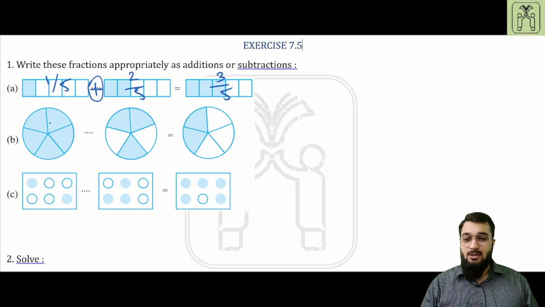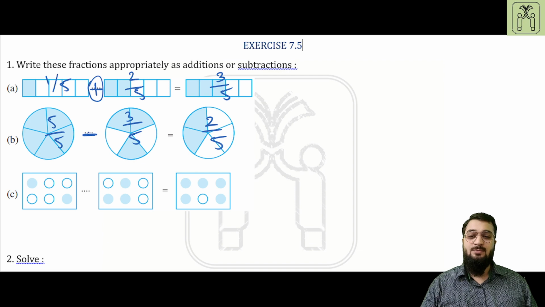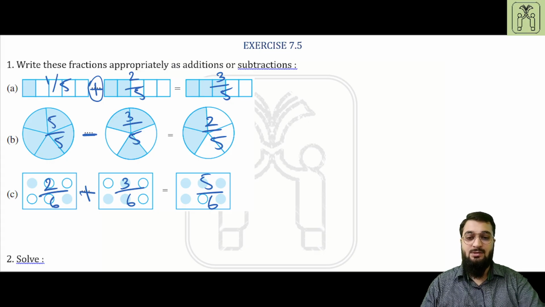Coming to part B, this is 5 upon 5, minus 3 upon 5, is equal to 2 upon 5. Again the denominator is the same and therefore 5 minus 3 is equal to 2. So the answer is 5 upon 5 minus 3 upon 5 is equal to 2 upon 5. Now comes 2 upon 6 and this will be 3 upon 6 and the result is 5 upon 6. So the answer will be 2 upon 6 plus 3 upon 6 equal to 5 upon 6.